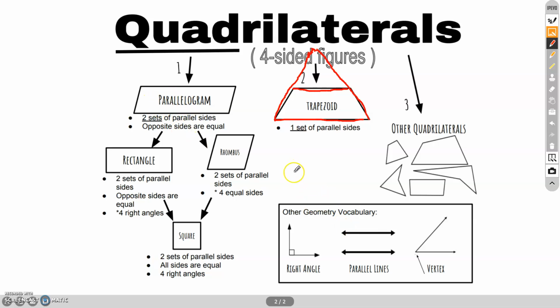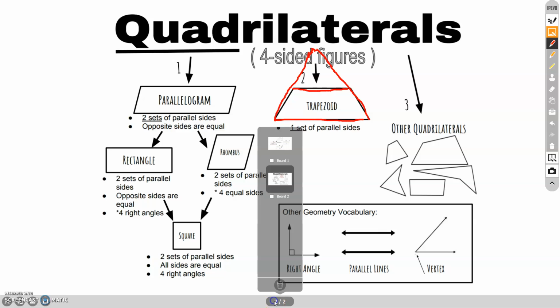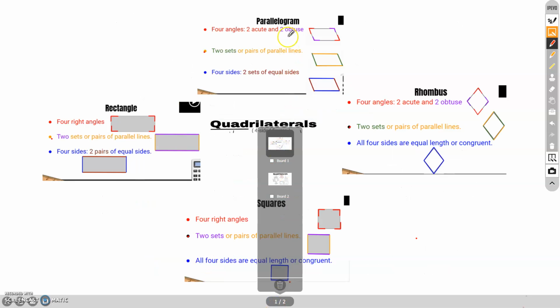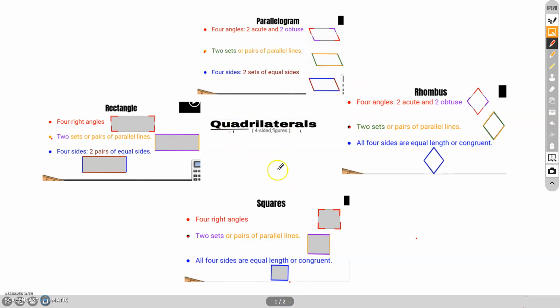Okay? So remember, when we talk about quadrilaterals, we talk about their sides, lines, and angles. Okay? Its sides, lines, and angles. Hopefully that clears up a little bit more discussion on quadrilaterals.